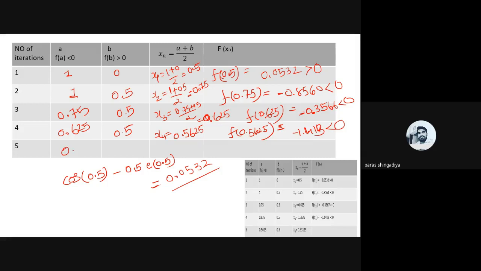So in x4 again we'll replace 0.625 by 0.5625, and here 0.5 as it is, and in x5, that is our final answer, the average of both will be 0.53125. So the answer of this one is 0.5312. That is the fifth iteration answer, and that is our required answer.